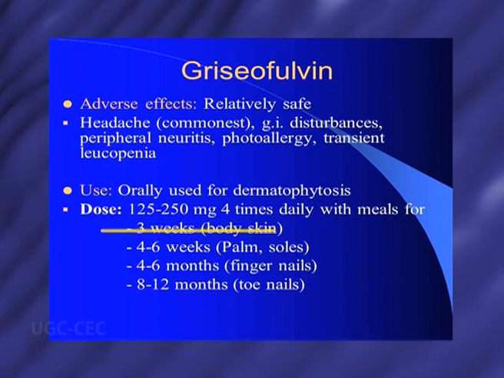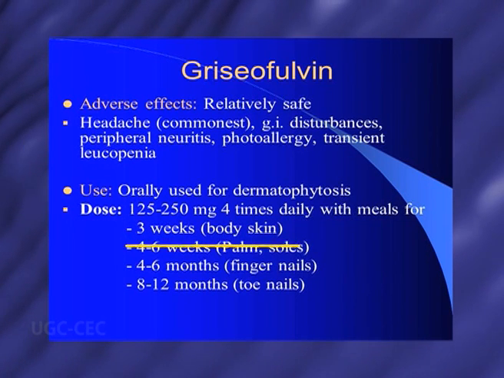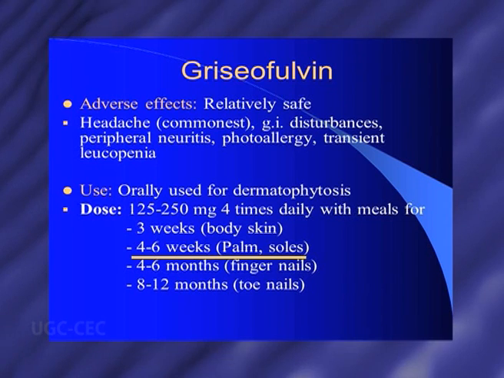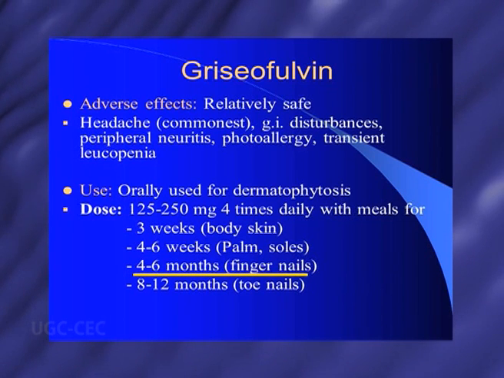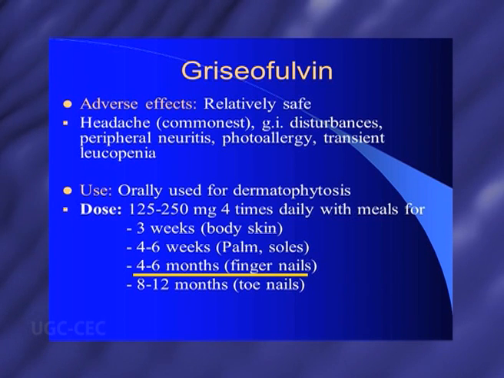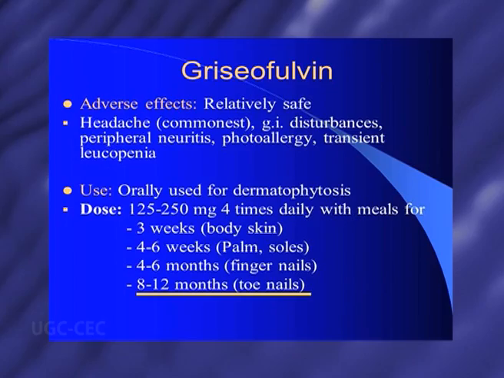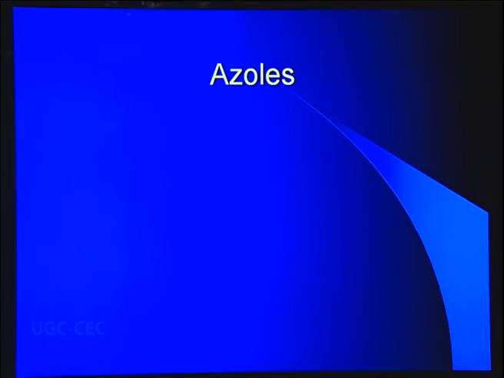For infections of the body skin, griseofulvin should be administered for 3 weeks. For palm and sole infection, for 4 to 6 weeks. For 4 to 6 months in case of onychomycosis involving the fingernails, and for 8 to 12 months for fungal infections of toenails. Azoles are the most commonly prescribed antifungal drugs currently.